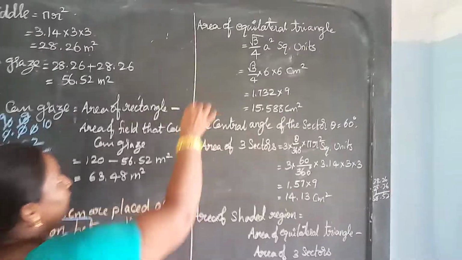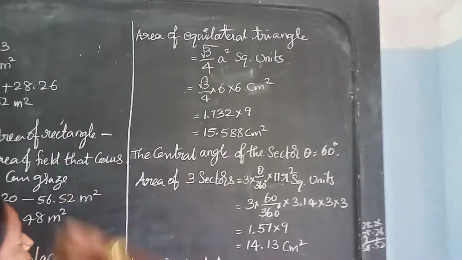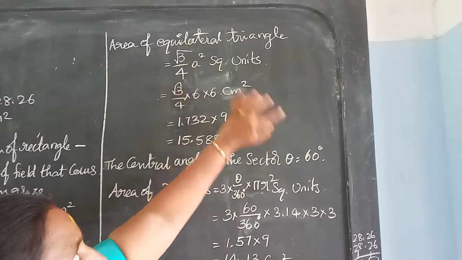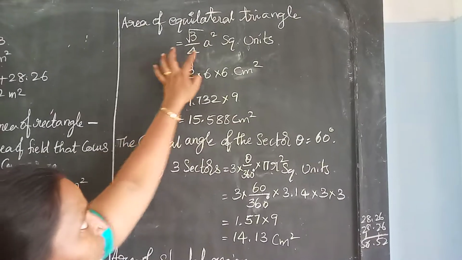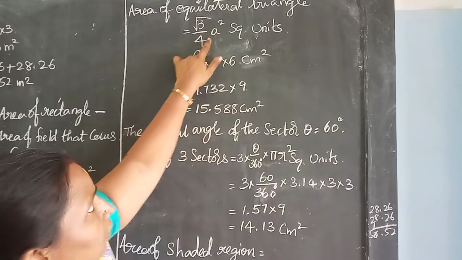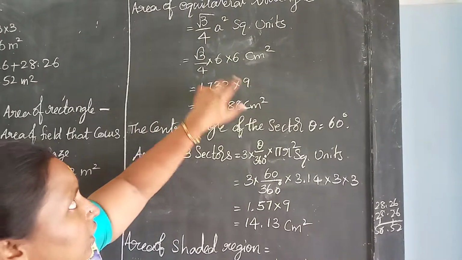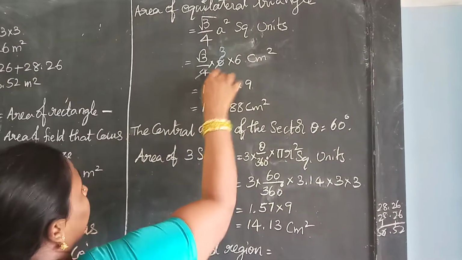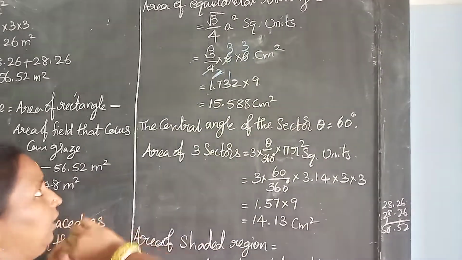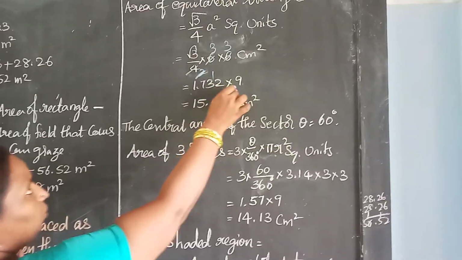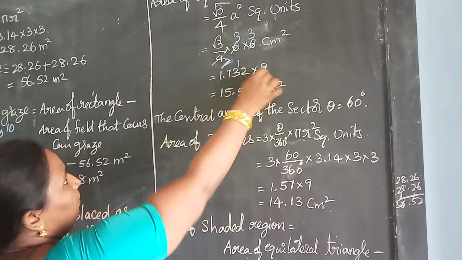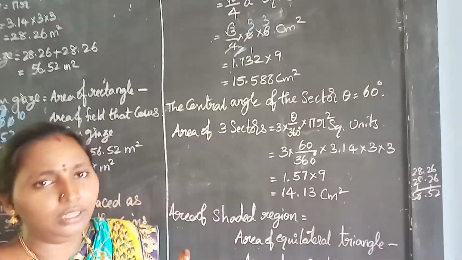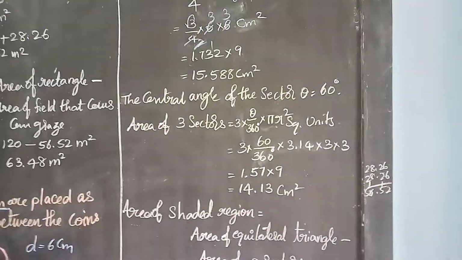So moving on to the area of the equilateral triangle. What is the formula for the area of an equilateral triangle? Root 3 by 4 a square units. So root 3 by 4 into a square. The side of this triangle is 6, so 6 into 6. Cancel this: 2 2s are, 2 3s are, 2 1s are, 2 3s are. The root 3 value they gave in the sum is 1.732, into 3 3s are 9. Multiply these two, you will get 15.588 centimeter square.